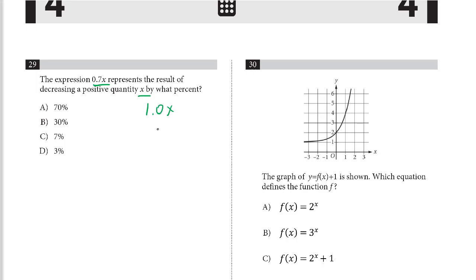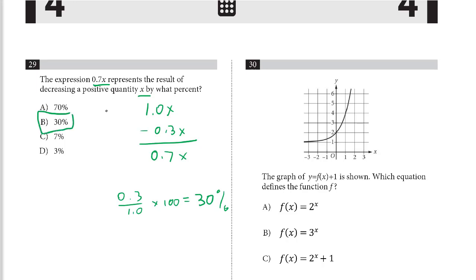So I'm going to reduce that by 0.3x to get myself to 0.7x. So how much am I decreasing? Well, 0.3 divided by 1. What's 0.3 divided by 1 as a percentage? Well, I'd multiply that by 100, and that's a decrease of 30%. The correct answer for B is 30% reduction to get from 1x to 0.7x.